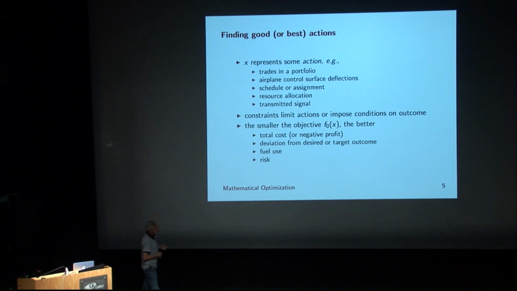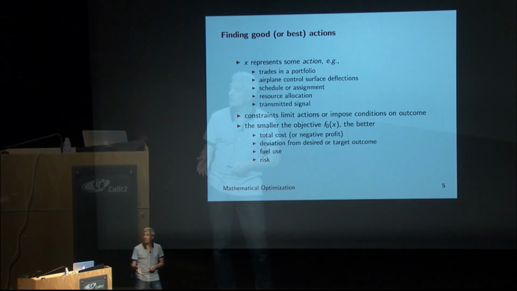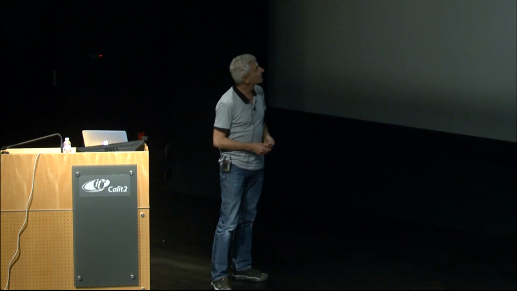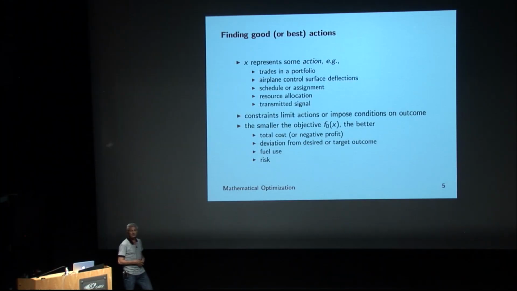Now, in these cases, the constraints limit or impose conditions. They either limit what you can do, or they impose constraints on the outcome. So that's typically what a constraint does. For example, in resource allocation, one constraint is that you don't use up more of your resources than you have available, right? By the way, everything I'm going to say for the next 20 minutes is really obvious. It's actually really important to say it, though.